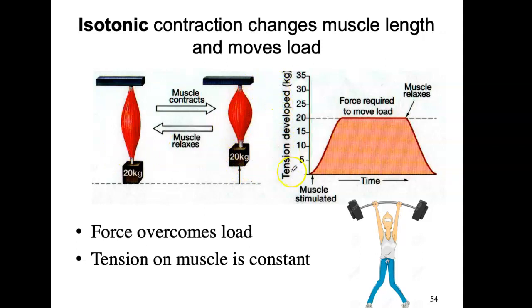If you were to chart it, you would see that the tension developed here is the same as the force required to move that load. So if this graph makes it up to the line here of that force required to move the load, you're going to be able to pick up the heavy bucket or pick up the table, your desk, or something like that. So always think of force overcoming the load, and the tension on that muscle is constant. You're able to hold it there. Okay, that's isotonic.